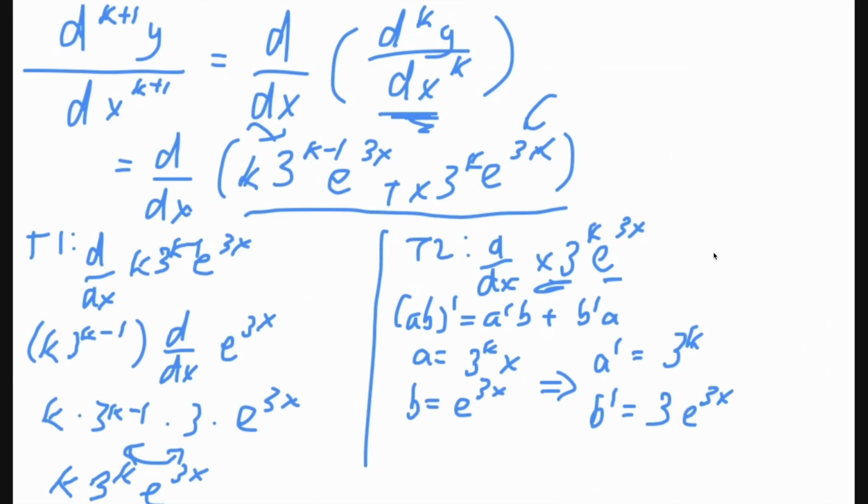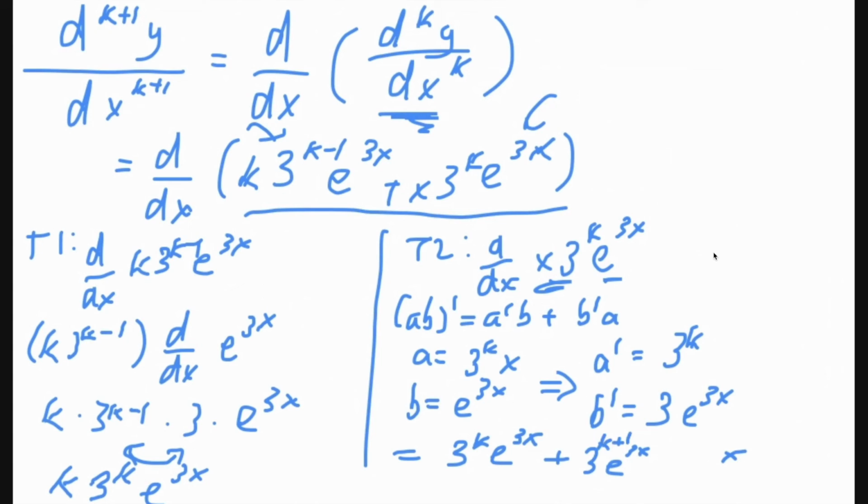So a prime b, what's a prime b? That's 3 to the k times e to the 3x. And b prime a is equal to 3 times e to the 3x times 3 to the k times x. And as you can see, we can combine the 3 and the 3 to the k to get 3 to the k plus 1. So let me just erase that, and I'll just write in 3 to the k plus 1.